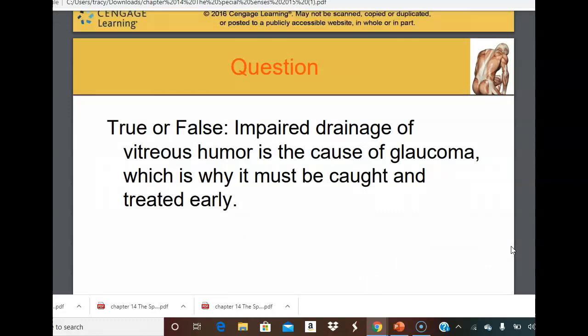Okay, so question, true or false? Impaired drainage of vitreous humor is the cause of glaucoma, which must be caught and treated early. Okay, so obviously we've talked about how the vitreous humor is not the part of the eye that has movement or reabsorption. Okay, so the vitreous humor does not cause glaucoma, it's the aqueous humor.